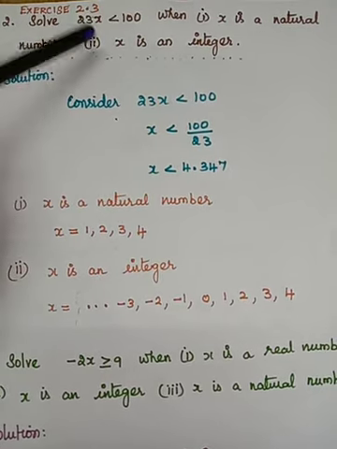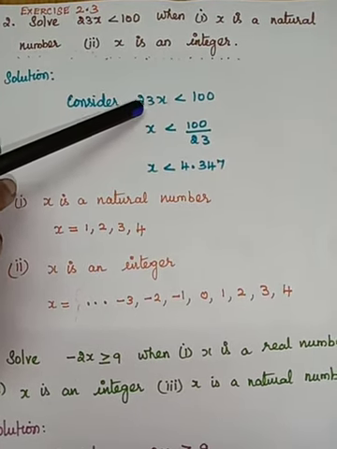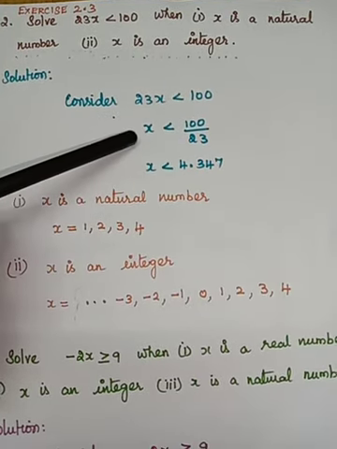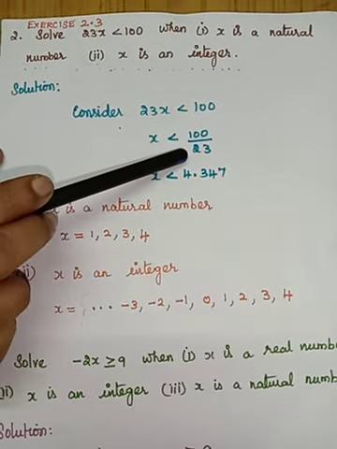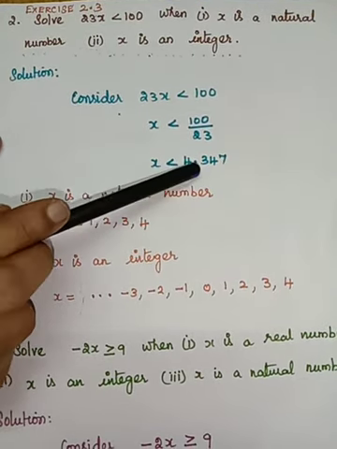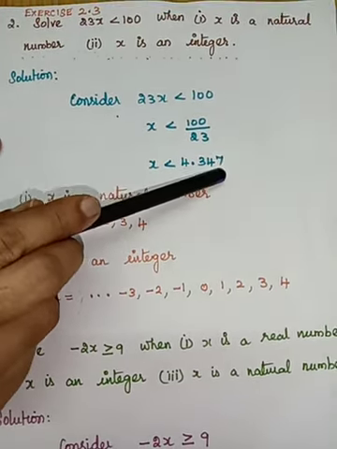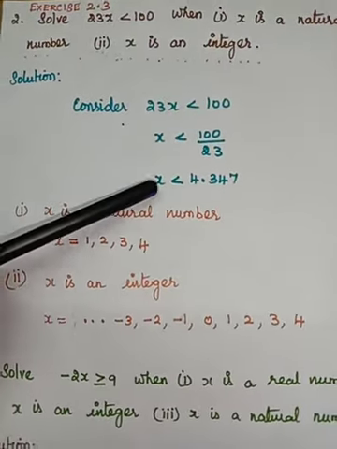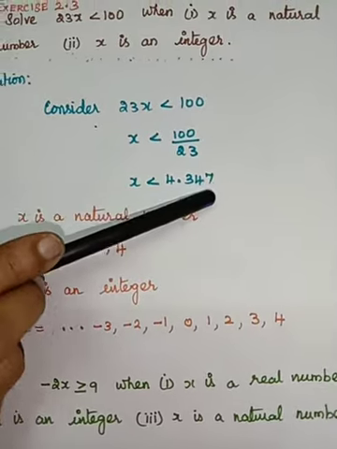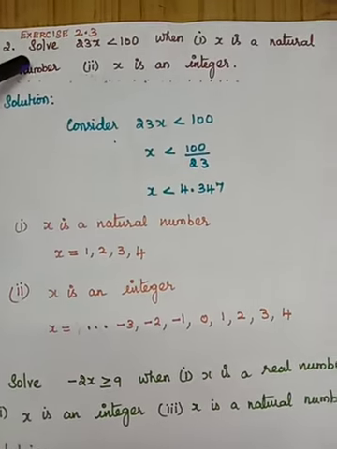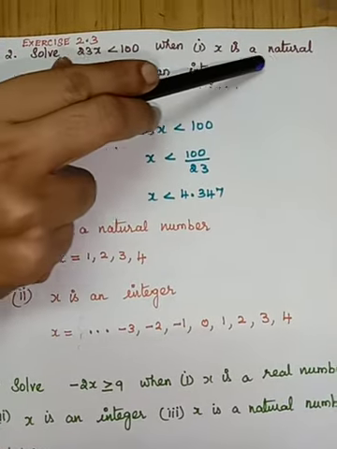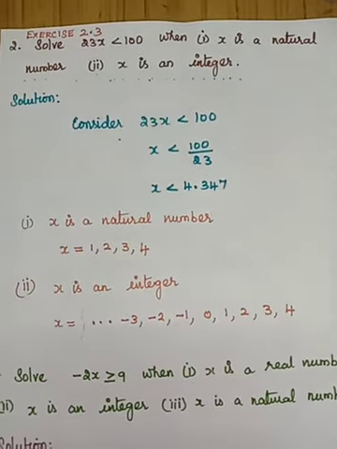Okay, I'll take the inequality 23x < 100. So x is less than 100 by 23. So 100 by 23 value is 4.347. So your x value is less than 4.347. But in your question, solve this inequality when x is a natural number.